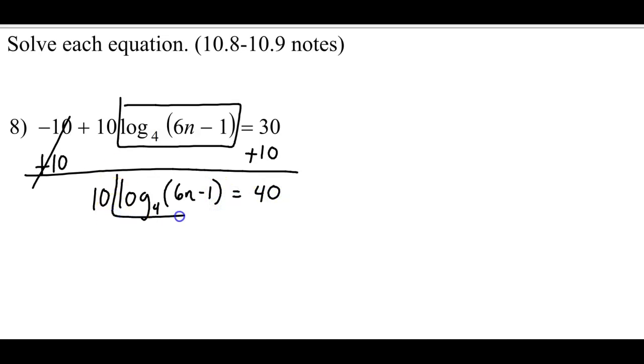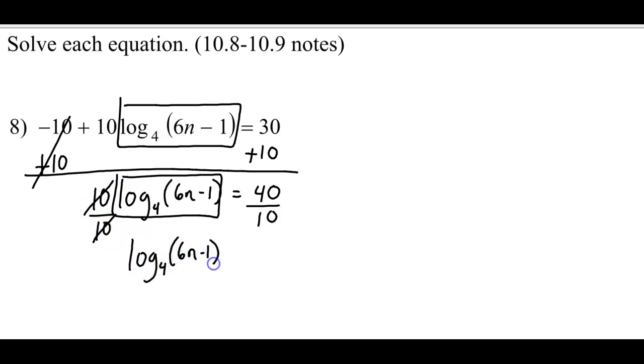Then I still don't have the log by itself. I need to get rid of this 10, and I do that by dividing by 10. Now we need to get rid of the log. And the way that you get rid of the log is by exponentiating both sides. So I make both sides a power of the base, in this case, 4.